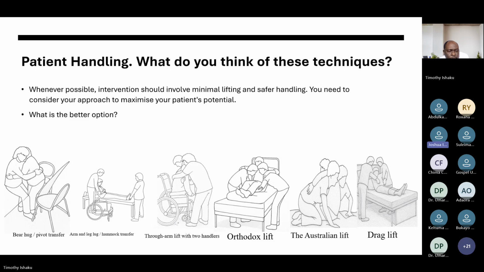Okay. So that at the end of the day, and avoiding too much twisting, the therapist or the handler will not injure himself or herself, while also not injuring the patient in the process.